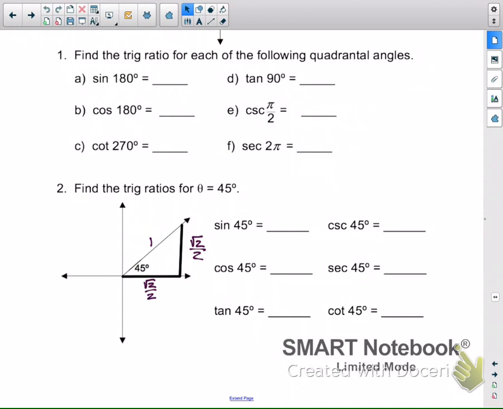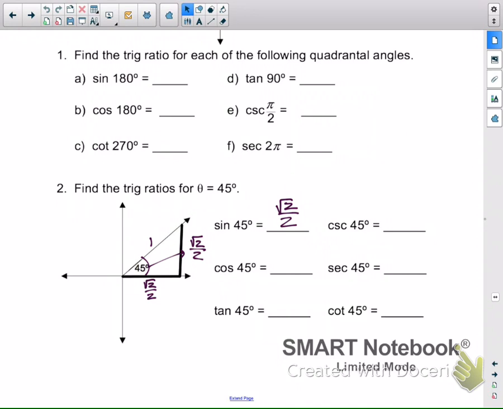Okay. Now, using what we just talked about, from that 45-degree angle, we said sine is represented by opposite over hypotenuse. Well, if I take the opposite side and divide by the hypotenuse, what do I get? Root 2 over 2. Okay, because I take that and divide by 1. Right? Now, look at your chart. Under sine of 45 degrees, what do you see? Root 2 over 2. Right?